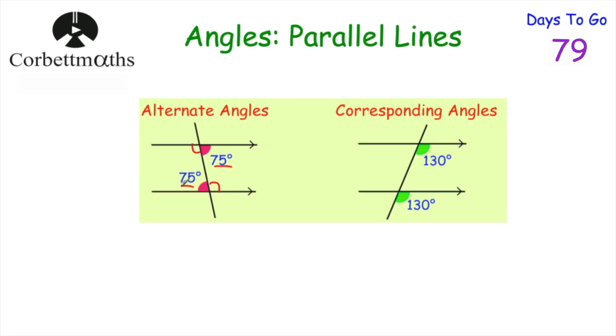So whenever you've got parallel lines, this angle and this angle are alternate to each other, and this angle and this angle are alternate to each other. Some people like to call them Z angles, but we tend not to use that, or it's frowned upon, so call them alternate angles rather than Z angles.